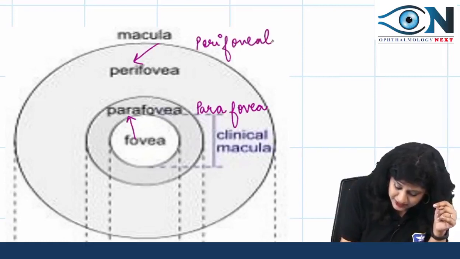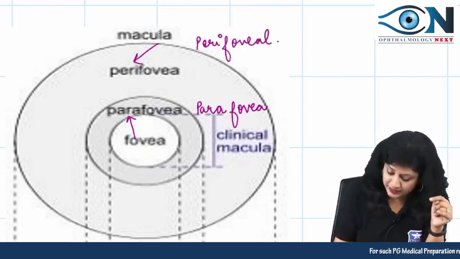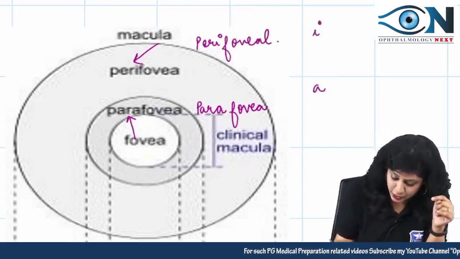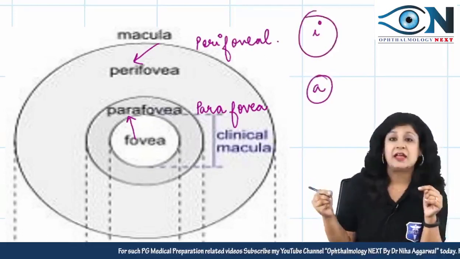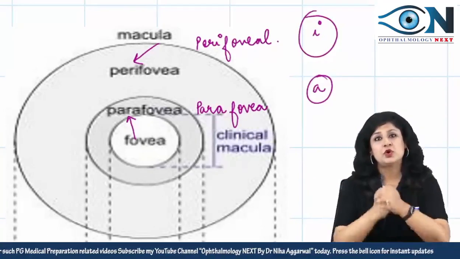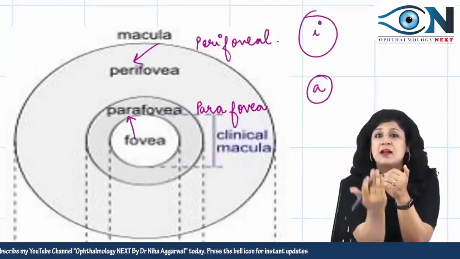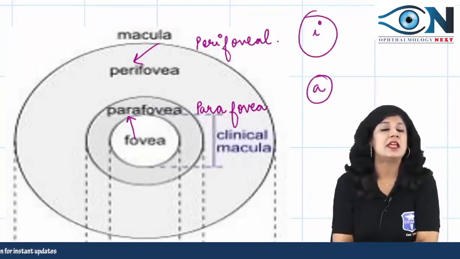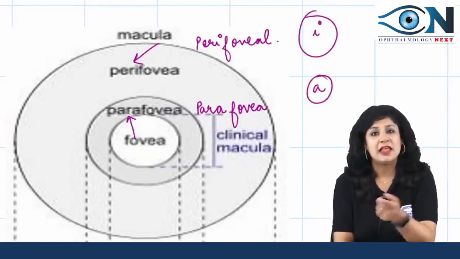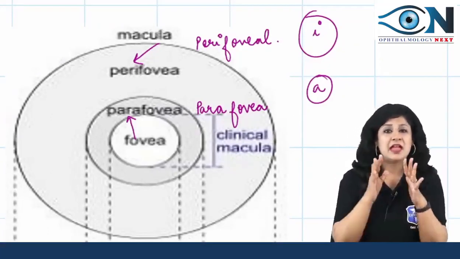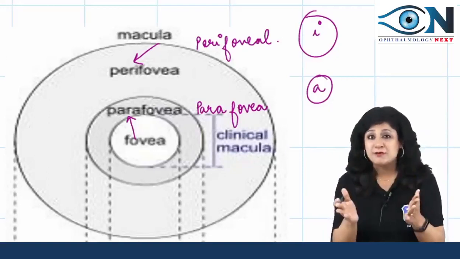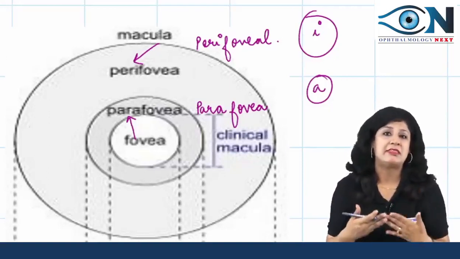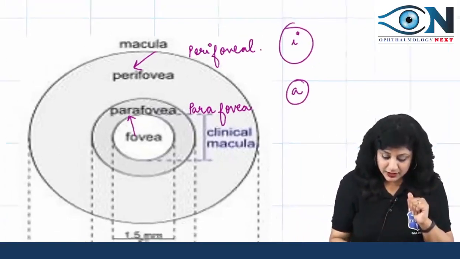Now, how can you easily remember this? We have A and we have I. A comes before I. So the fovea first will be surrounded by the parafoveal, and then it will have I, that means it is surrounded by the perifoveal, and then we have the macula. So I have fovea, then parafoveal, then perifoveal, and then macula. Alright, this is your clinical.